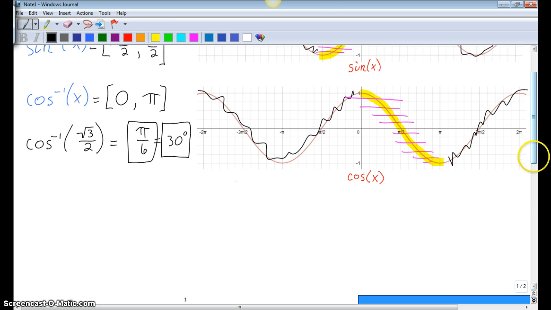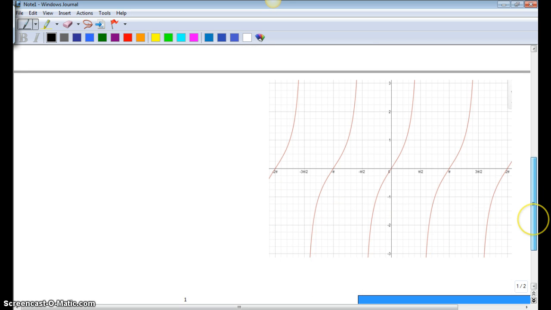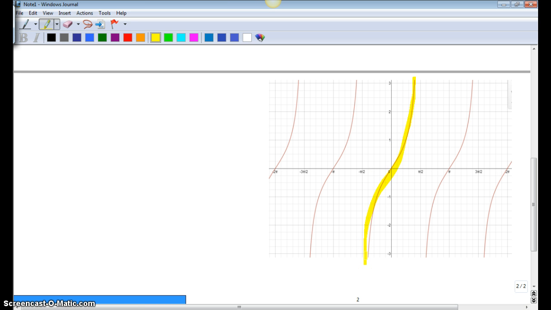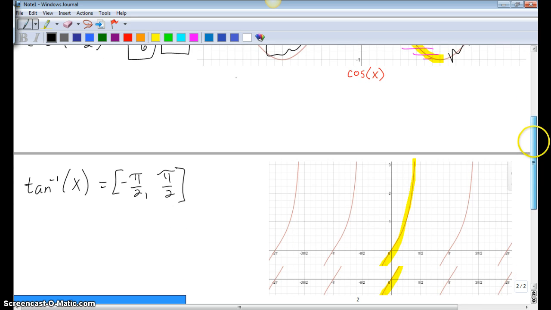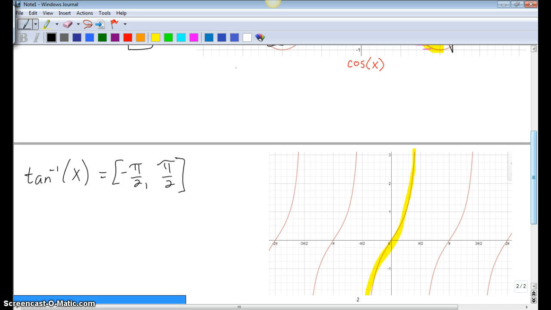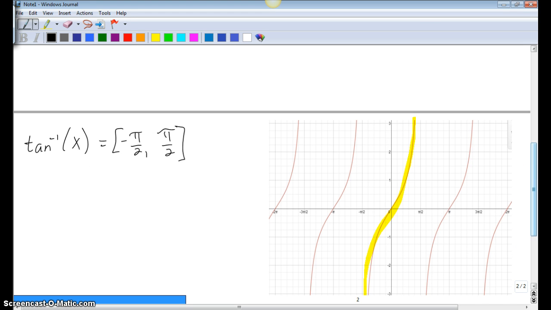Alright, now very, very quickly here, tangent. If we want to restrict the domain of tangent to pass the horizontal line test, we're going to go just from negative pi over 2 to pi over 2 again. So just to recap, tan inverse of x goes from negative pi over 2 to pi over 2, just like sine. So keep in mind sine and tangent go together, and then cosine is different. It goes from 0 to pi. I won't do an example with tangent because it's just like sine, but just know that your answer should fall between negative pi over 2 and pi over 2.